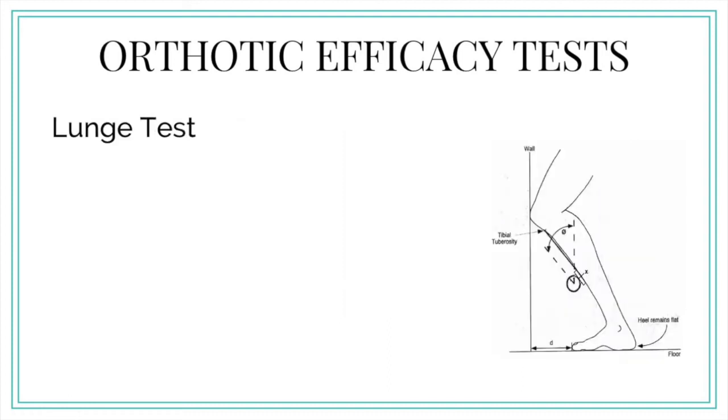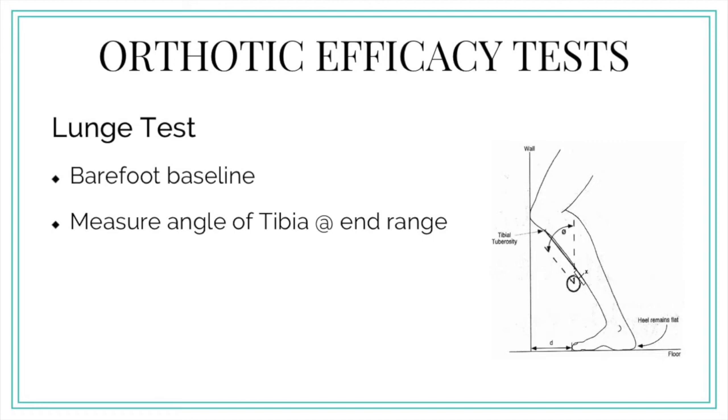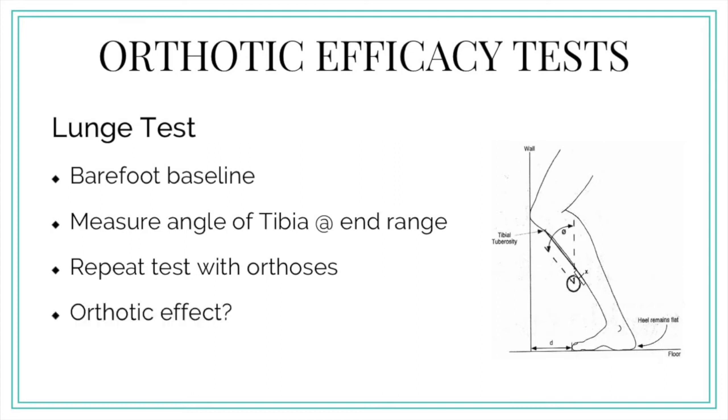And the lunge test. Perform this test barefoot first and measure the angle of the tibia at the end range of ankle dorsiflexion. Repeat the test with the orthoses in the shoes and measure the tibia angle at the end range of dorsiflexion. Do the orthoses improve or limit the ankle range of motion? It's essential that your patient's not cheating and getting extra dorsiflexion through the mid-tarsal joint or the knee, pelvis or spinal region. So that's the top 5 tests recommended to assess orthotic efficacy.